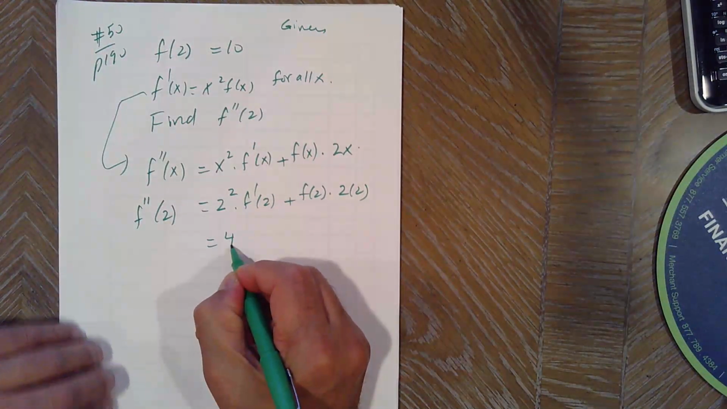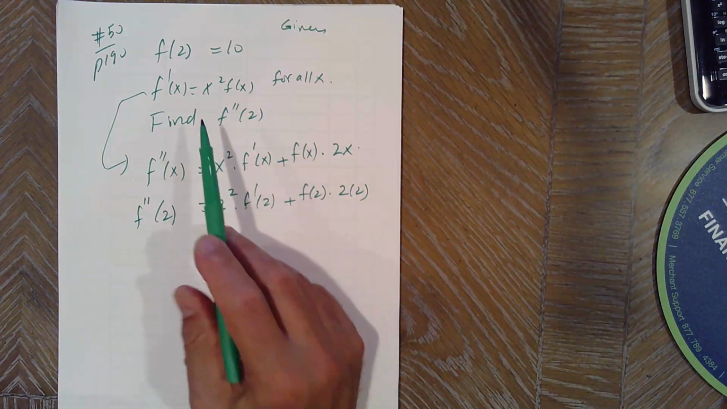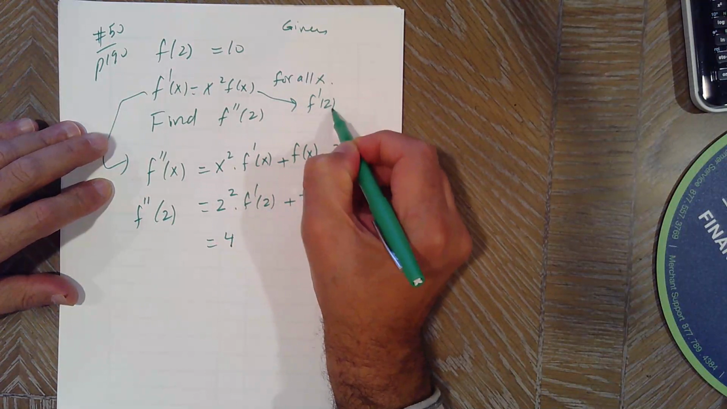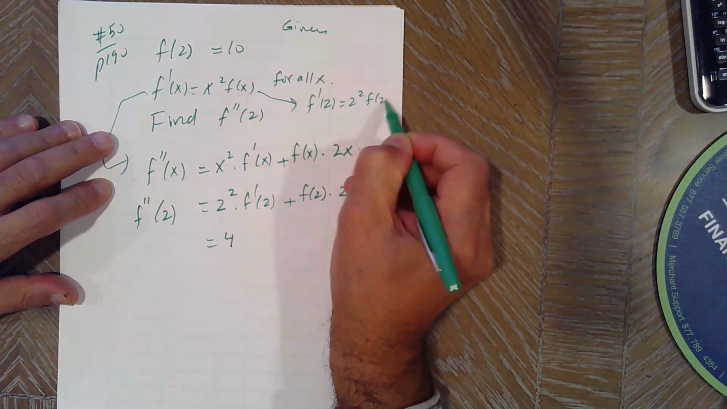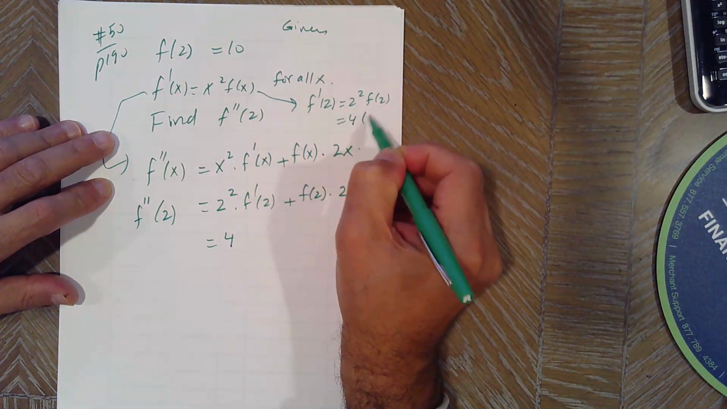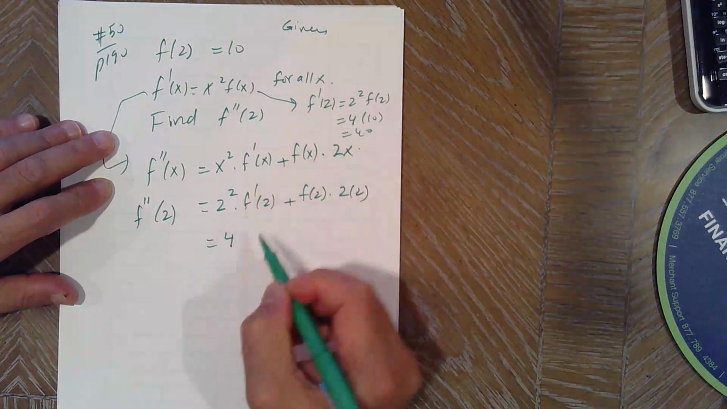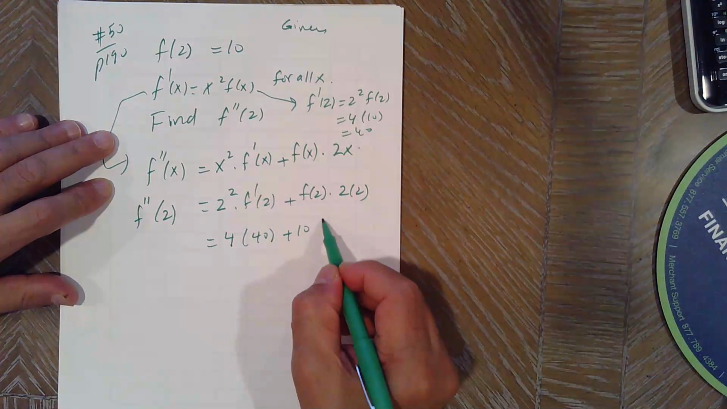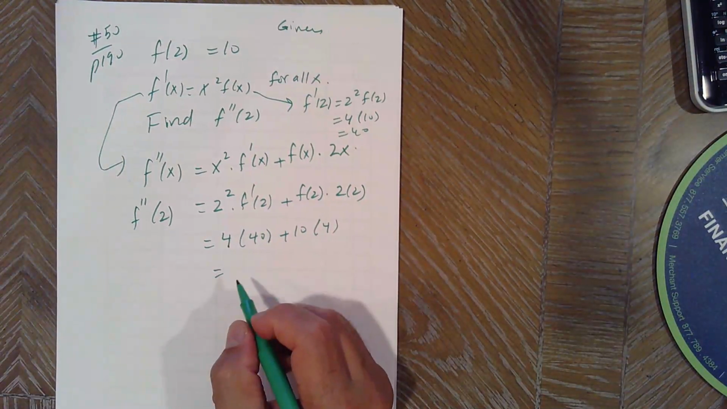So that's 4, f prime at 2, right here. If we want to find f prime at 2, it's 2 squared f of 2. That's 4 times 10, which is 40. F of 2 is 10, and that's 4. 40 plus 160 is 200.